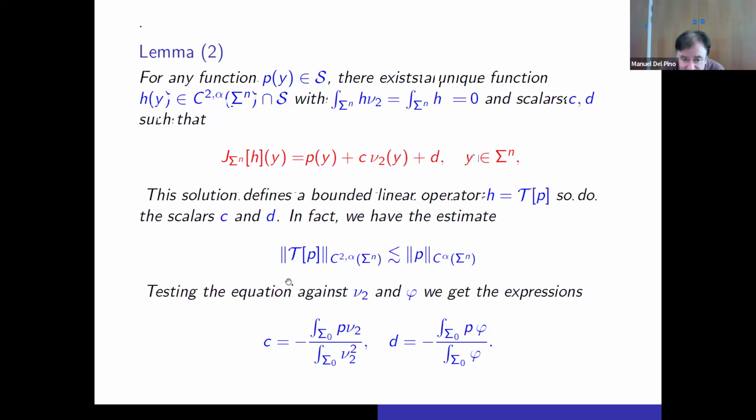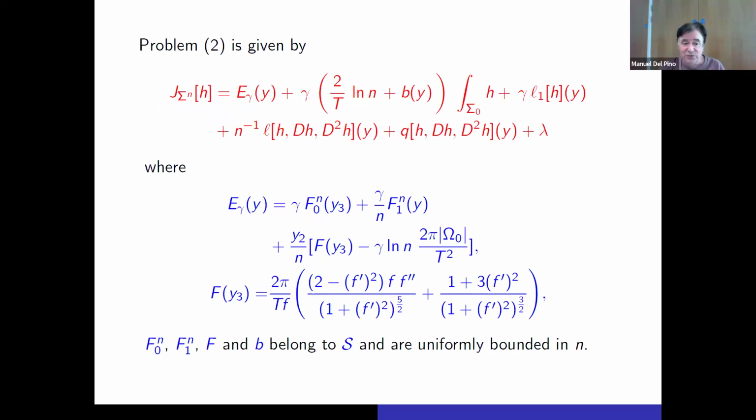This solution satisfies a linear operator of p, so do the scalars c and d. In fact, we have the estimate that the norm C2 alpha of this solution, T of P, is comparable to a constant times the norm of little p. Yeah. So it's a continuous operator. The inverse of this operator exists and is continuous. Why is this thing important? Because that will allow me to find the final result for H, which is an equation for H.